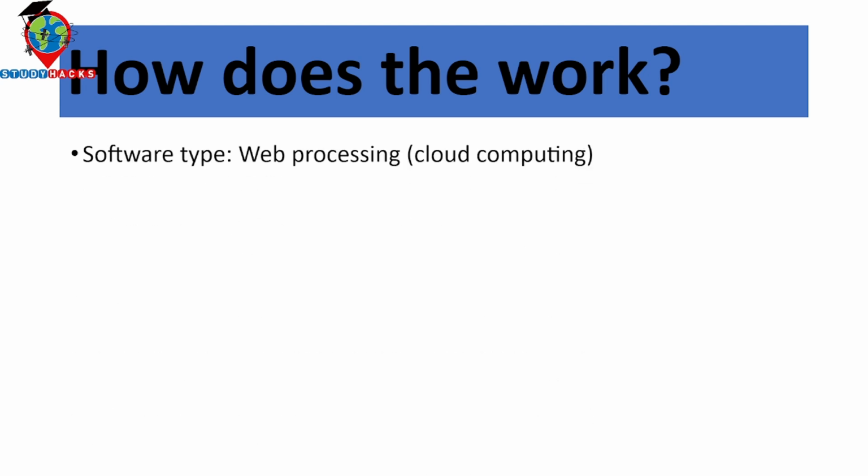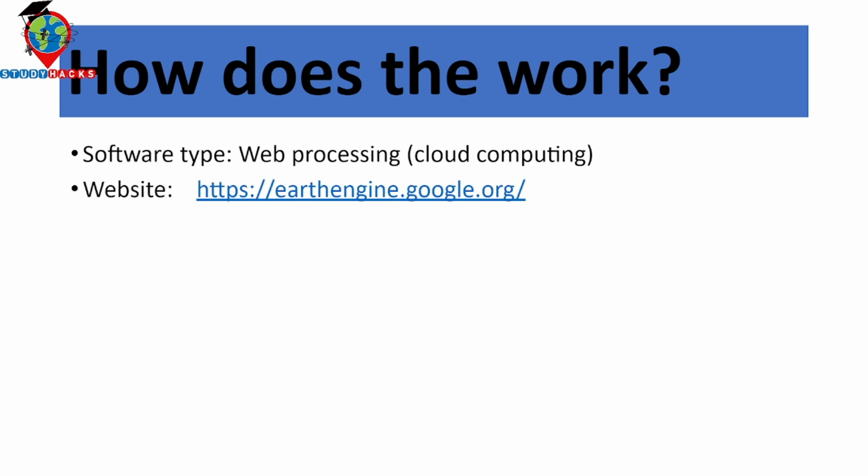And the software type is mainly cloud computing or cloud-based web processing. So that's why we don't need to download any kind of software. Suppose when you want to work with ArcMap, QGIS or ENVI software, we need to download the software. But this time, we don't need to download any kind of software because it's totally a cloud-based platform or cloud computing. So that's why we don't need to download any kinds of software.